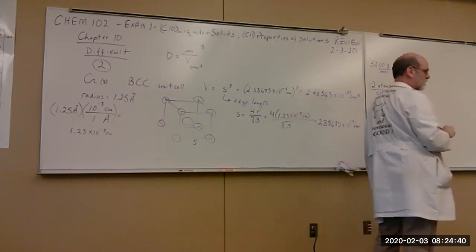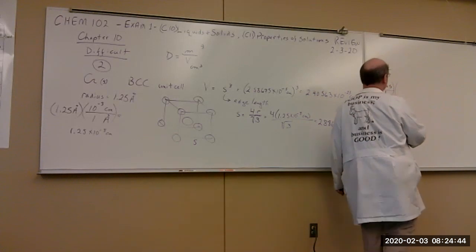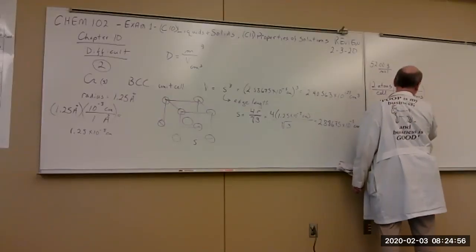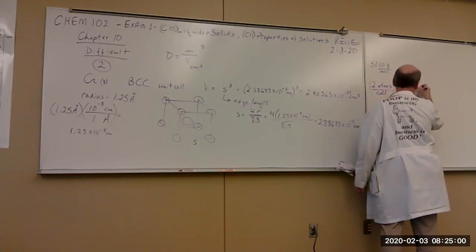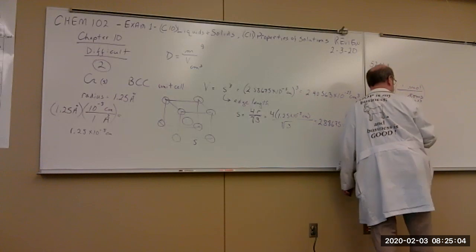So we've got two atoms per cell. We want to know what mass that is. So we've got two atoms. How many moles does that represent? Actually, 6.022 times 10 to the 23rd atoms per mole, right? We got rid of atoms.